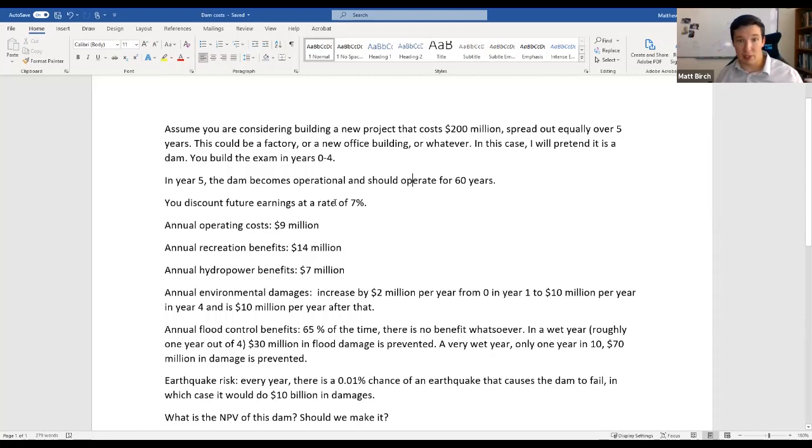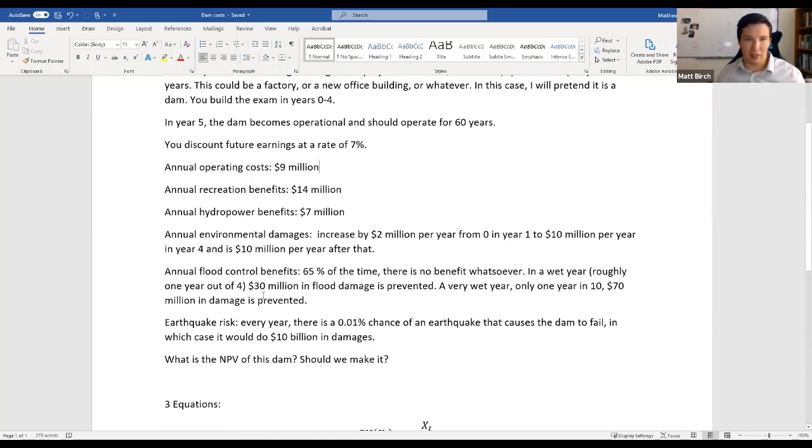We discount future costs and benefits at a 7% rate. While it's operating, $9 million a year in operating costs, $14 million a year in recreation benefits, $7 million in hydropower benefits. I have a scale here for environmental damages. It increases by 2 per year. So 2, 4, 6, 8, 10 during construction, and then is 10 every year after that as well.